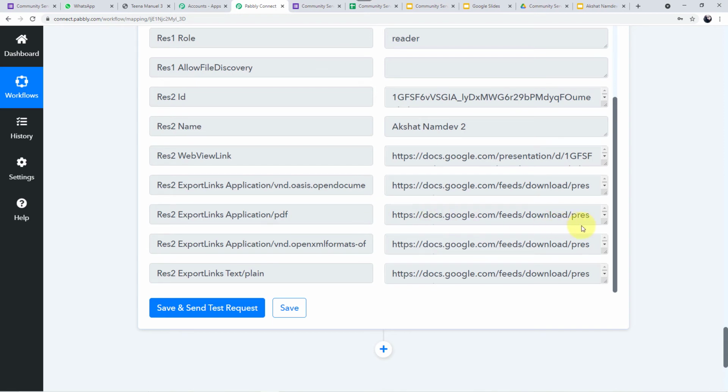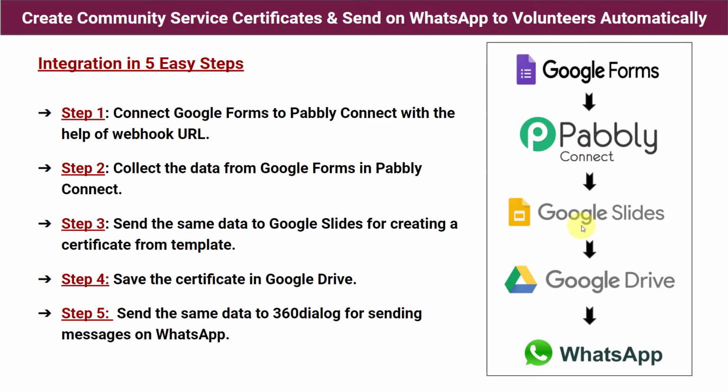All right. Now it is time for the next step. Let's see this step. The next and the final step is to send the same data to 360 Dialog for sending messages on WhatsApp. So now we are going to send the certificate on the WhatsApp account of the volunteer. And to do this, we are going to use 360 Dialog. Now I'll tell you what 360 Dialog is and how we are going to use it.